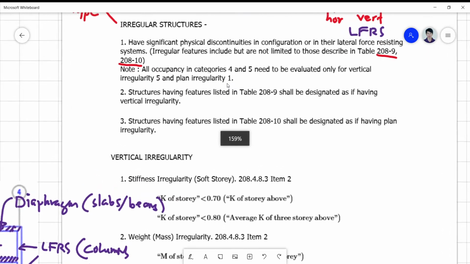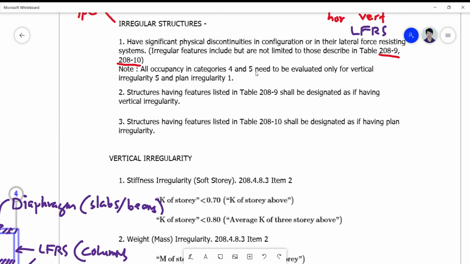So there's a note here that all occupancy in categories 4 and 5 need to be evaluated only for vertical irregularity 5 and plan irregularity 1. Okay, but I forgot to add here that this is only for the zone 2 requirement.